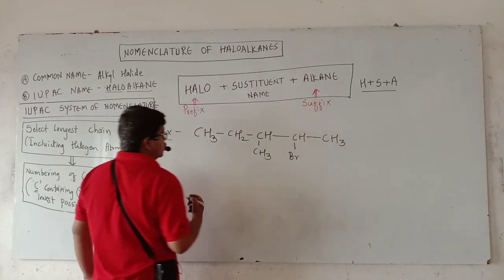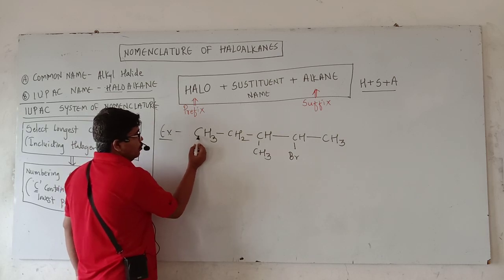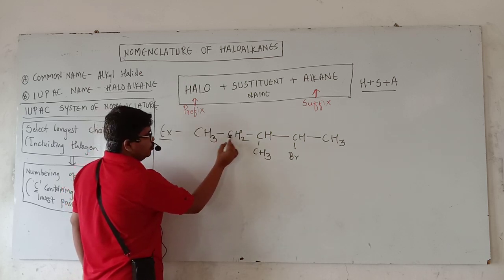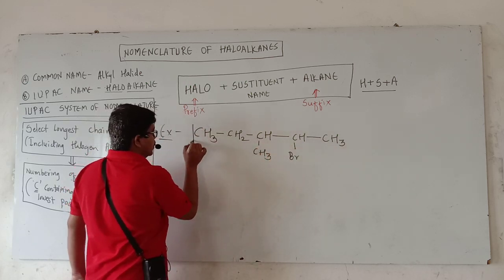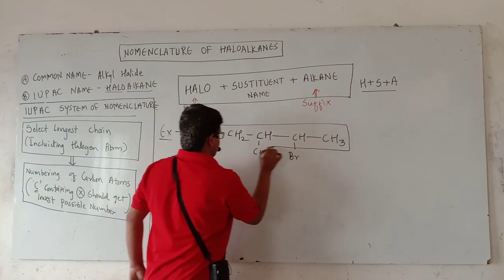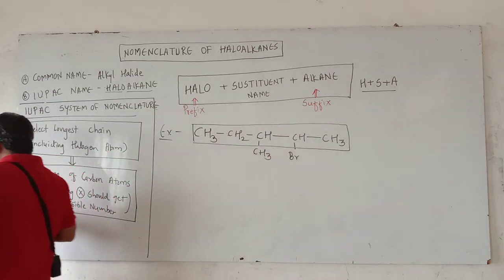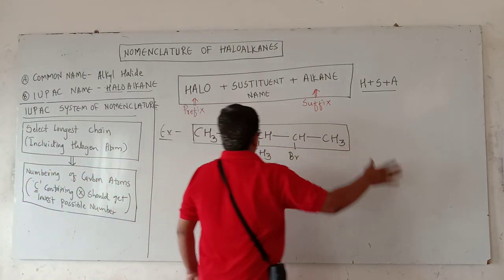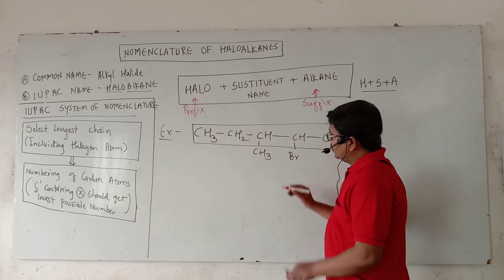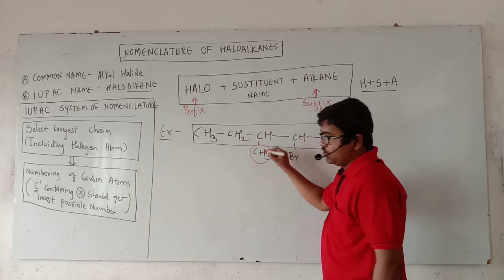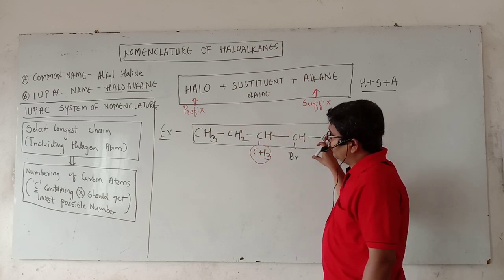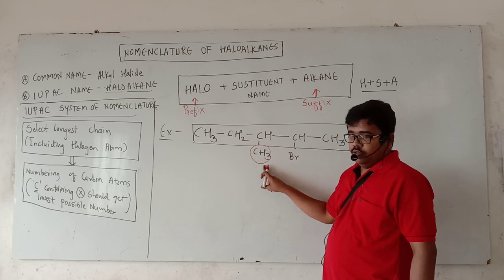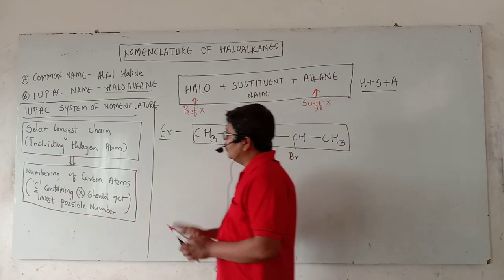Now which will be the longest chain? If I consider 1, 2, 3, 4, this contains only 4 carbon atoms. Now 1, 2, 3, 4 and 5. So this contains 5 carbon atoms, so this is the longest chain. For the longest chain, you can draw a box, and for the substituent, you can draw a circle. Okay, now we have the selected longest chain.